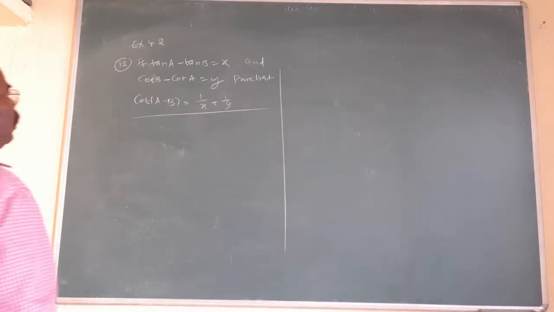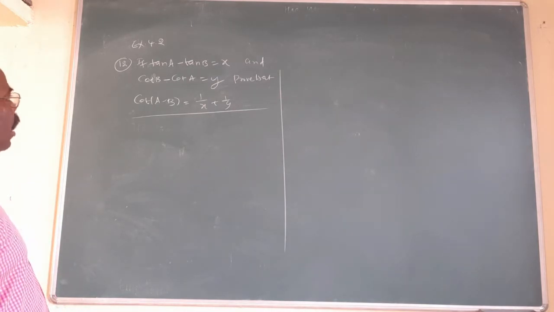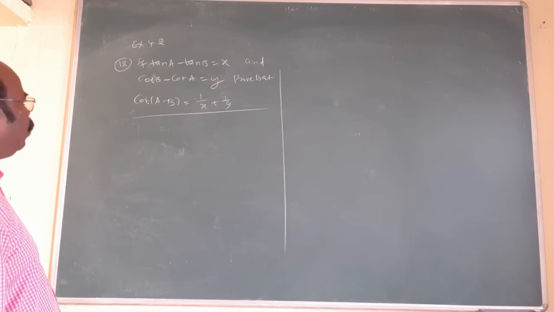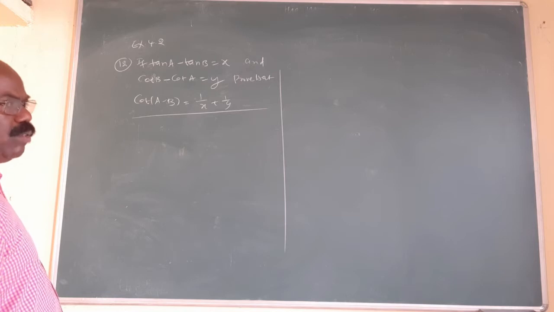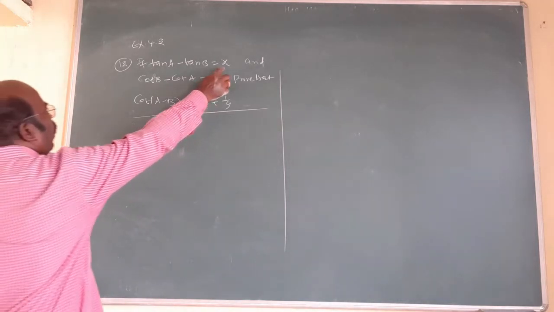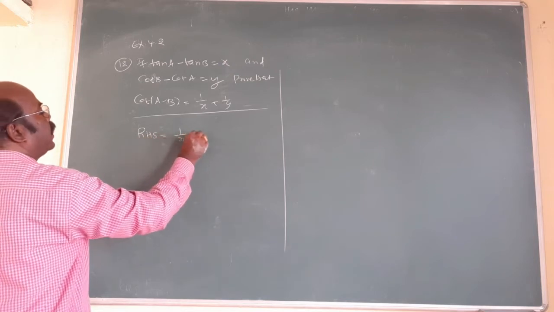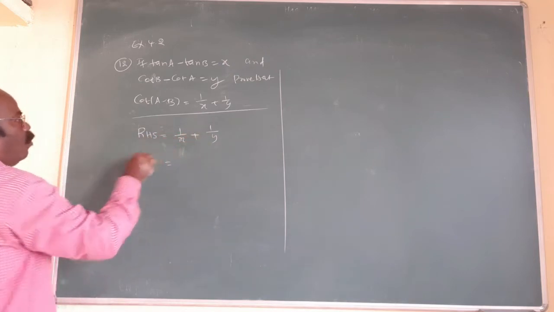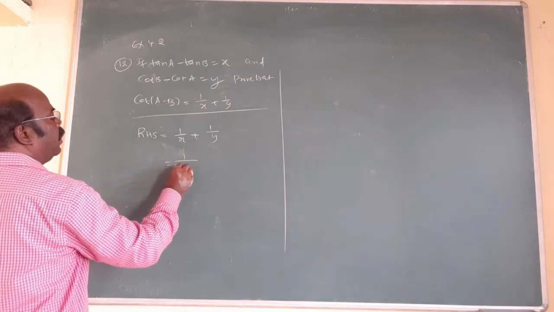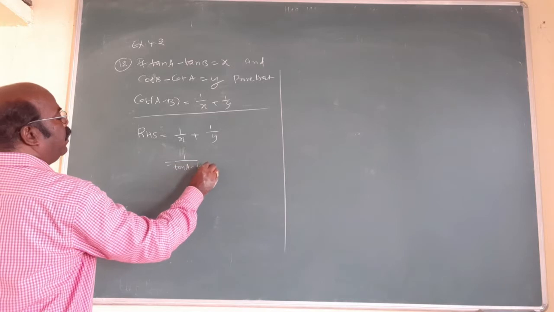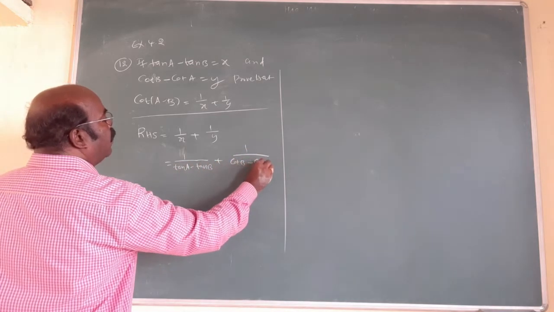Now listen here, what is the question? If tan a minus tan b equals x, and cot b minus cot a equals y, then prove that cot(a − b) equals 1 by x plus 1 by y. Now x value, y value you don't know. That's why I start with the RHS. What is RHS? 1 by x plus 1 by y. 1 by x is 1 by tan a minus tan b, plus 1 by cot b minus cot a.